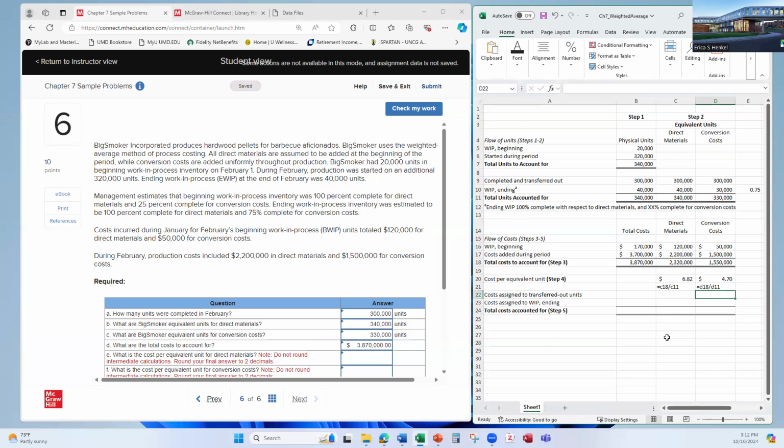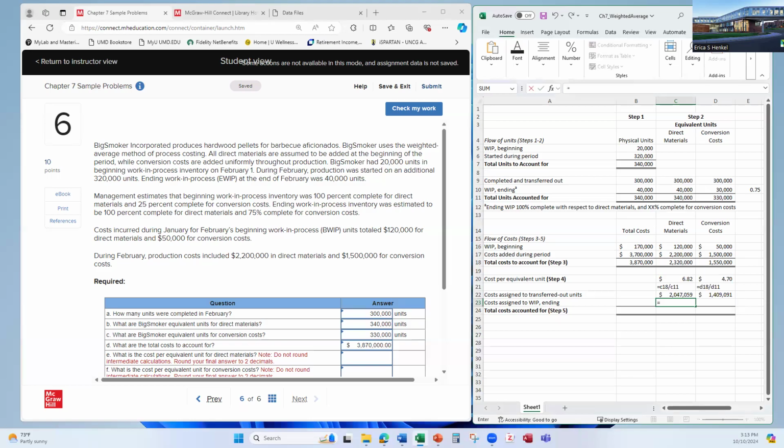All right, now the costs that we're going to assign to the transferred out units, we're just going to take the number of units times the cost there. So the units transferred out, we had 300. Actually, I'll link this here. So we had the 300,000 in C9 times the cost per equivalent unit in C20. And then if I drag this over, it's going to grab the D9 times D20 there. So 1,409,000.